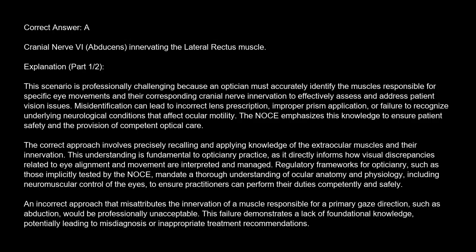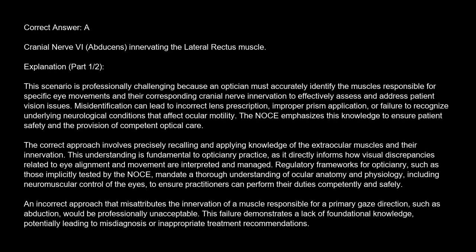Correct answer is A. Cranial nerve VI, abducens, innervating the lateral rectus muscle. Explanation: this scenario is professionally challenging because an optician must accurately identify the muscles responsible for specific eye movements and their corresponding cranial nerve innervation to effectively assess and address patient vision issues. Misidentification can lead to incorrect lens prescription, improper prism application, or failure to recognize underlying neurological conditions that affect ocular motility. The NOCE emphasizes this knowledge to ensure patient safety and the provision of competent optical care.